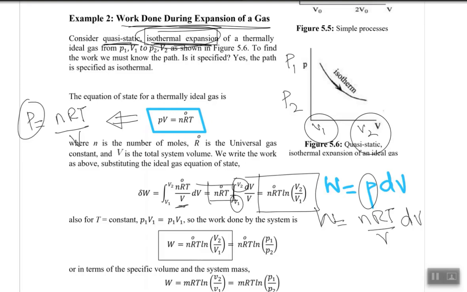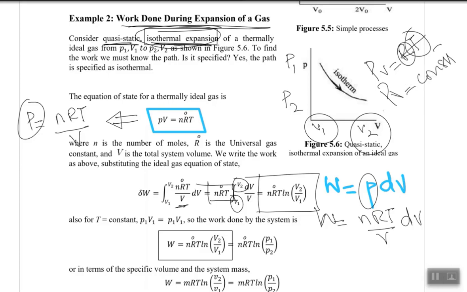If you can imagine, for the isothermal process, PV is equal to nRT. Remember that thing? Whatever way you write it down, R is constant and temperature is constant in an isothermal process. So that means PV is constant.